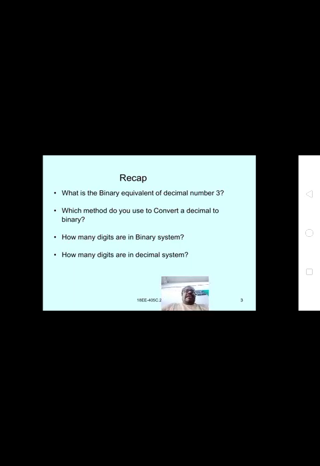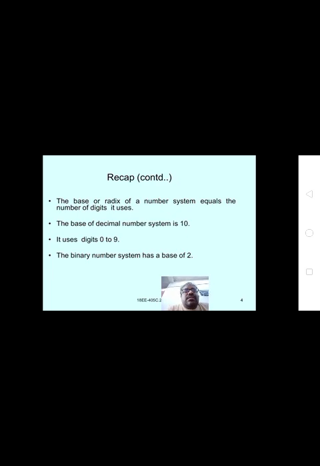In our previous class, we learned what is the binary equivalent of decimal number 3, which method is used to convert a decimal to binary, how many digits are in the binary system, how many digits are in the decimal system. These are the concepts which we learned in our previous class. The base or radix of a number system equals the number of digits it uses.